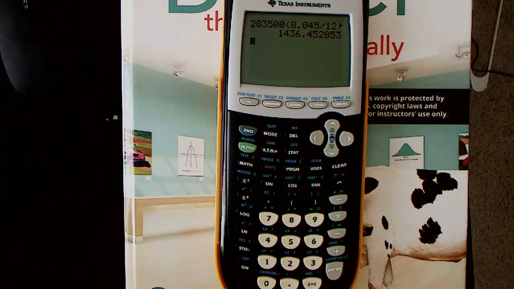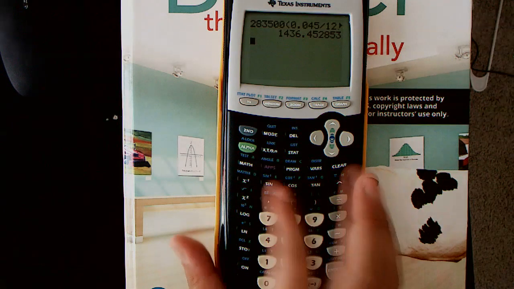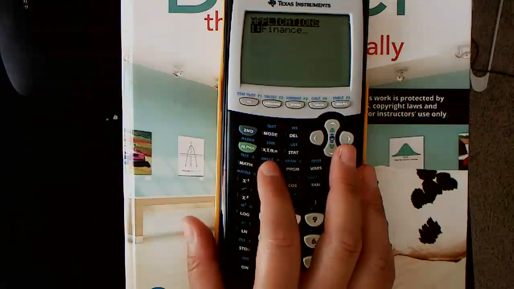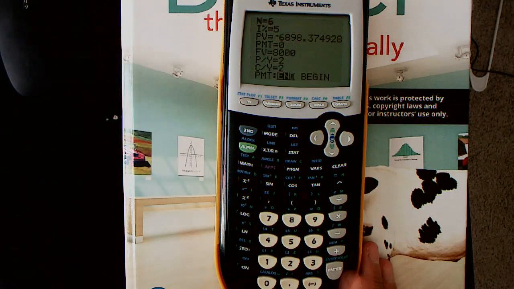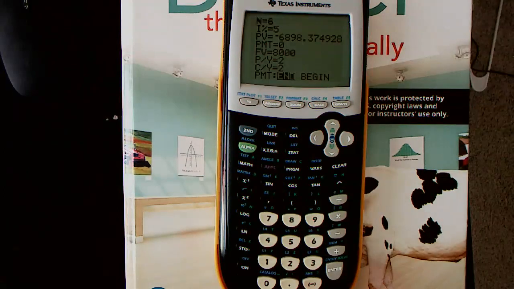So the second method is to use the app. Let's do that. Go to apps, finance, TVM solver, big N. So how many times you have to deposit the payment? 12 times a year for 30 years. So 12 times 30. That's the first item. Annual interest rate 4.5.